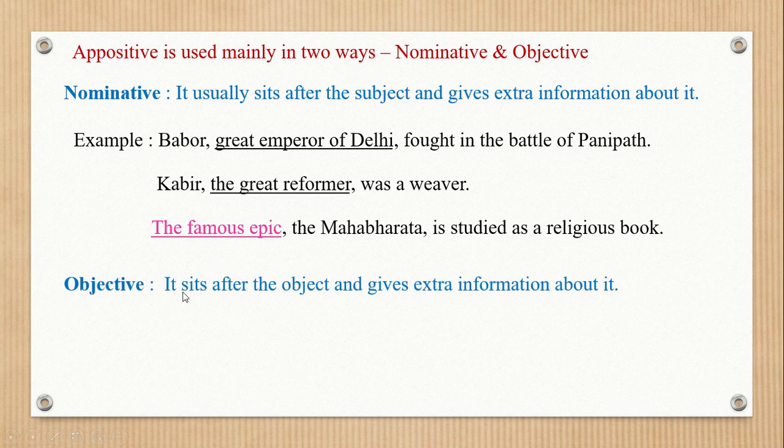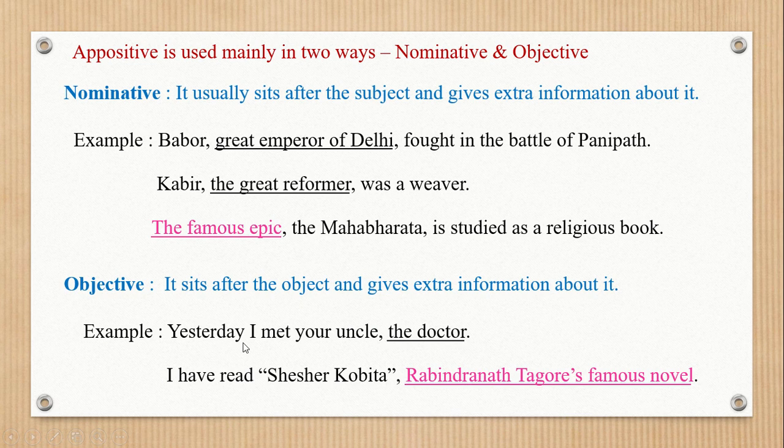In objective use, appositive sits after the object and gives extra information about this object. How is that? Yesterday I met your uncle, the doctor. Here in this sentence subject is I and object is your uncle and this underlined word the doctor gives extra information about this uncle, so it's a post modifier here.